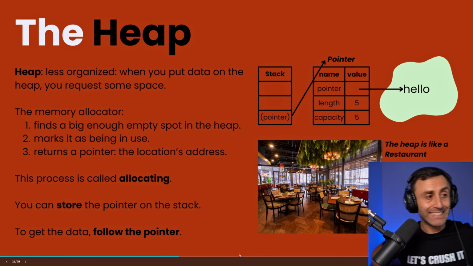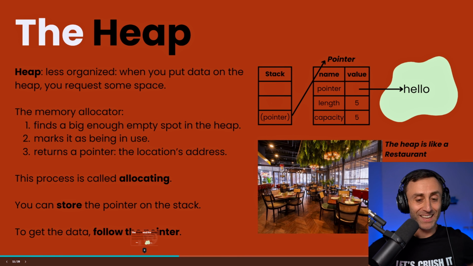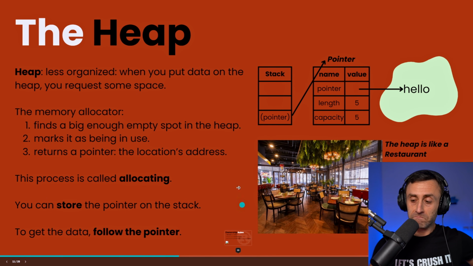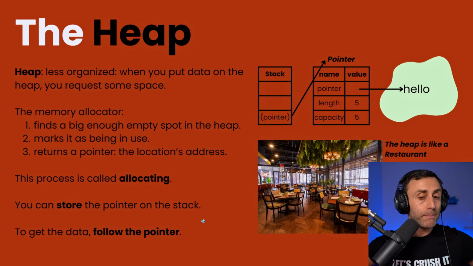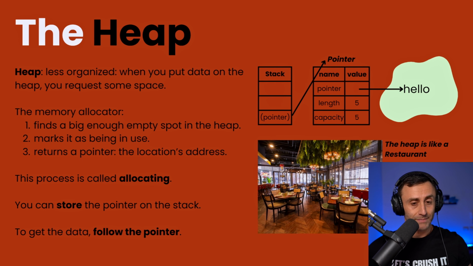And what is the best analogy for the heap? I've been thinking for a while about it. The best analogy for the heap is when you have 2 more friends and all 3 of you go to a restaurant. Okay, what will happen in that case? You'll probably get a table with 4 chairs. Okay, why? Because the heap is less organized. It's just that I want some space. I don't even know how much space I need. Some friend might come later, okay?